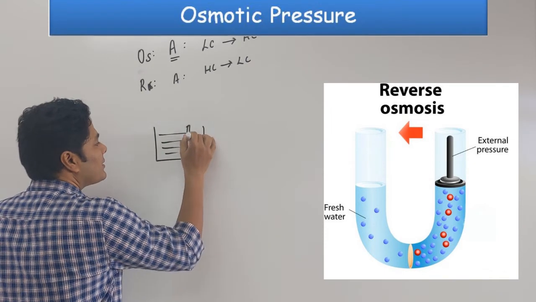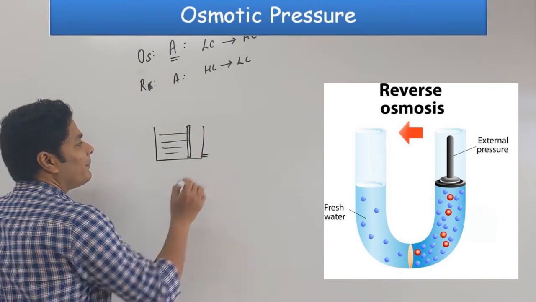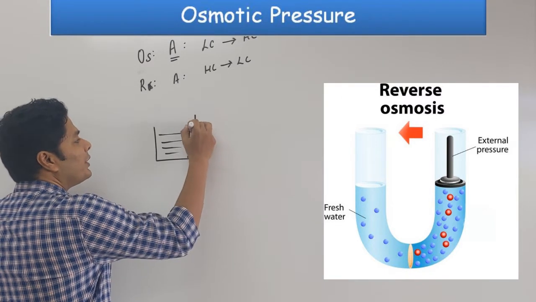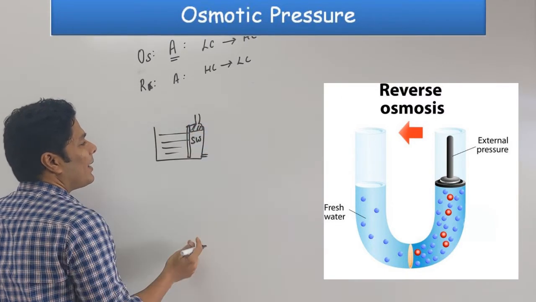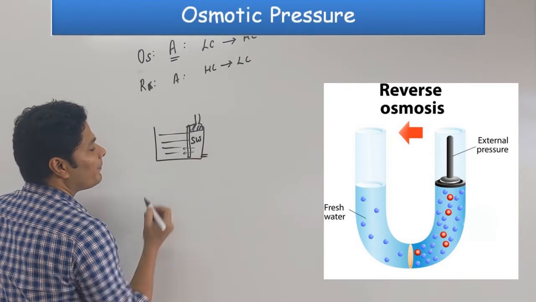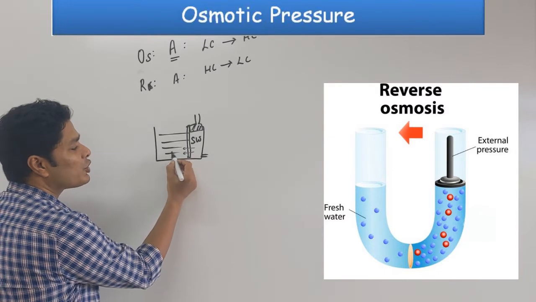Okay, let's say semi-permeable membrane. This is salt water. I put pressure here. What happens? I keep putting pressure. The solvent molecules will move from here to here. Solvent molecules moving means this is pure water.